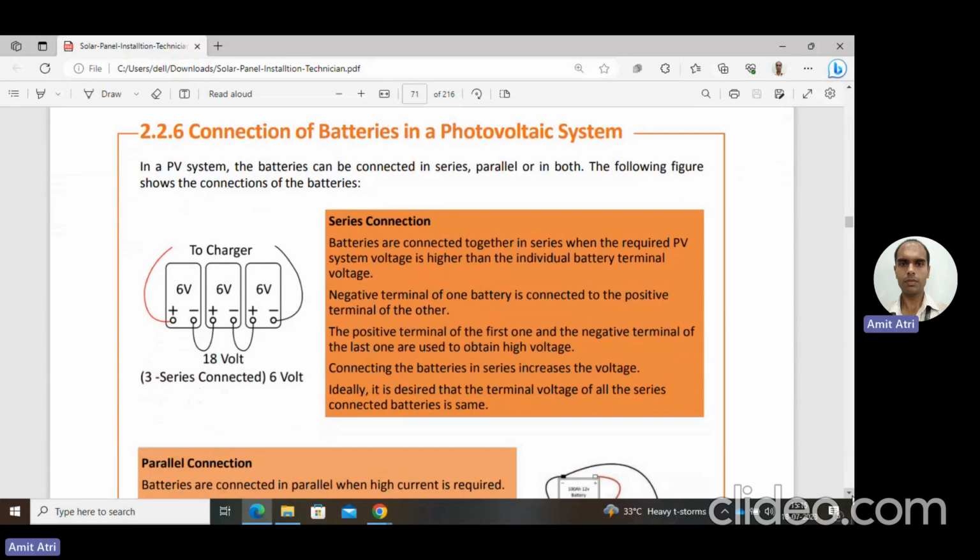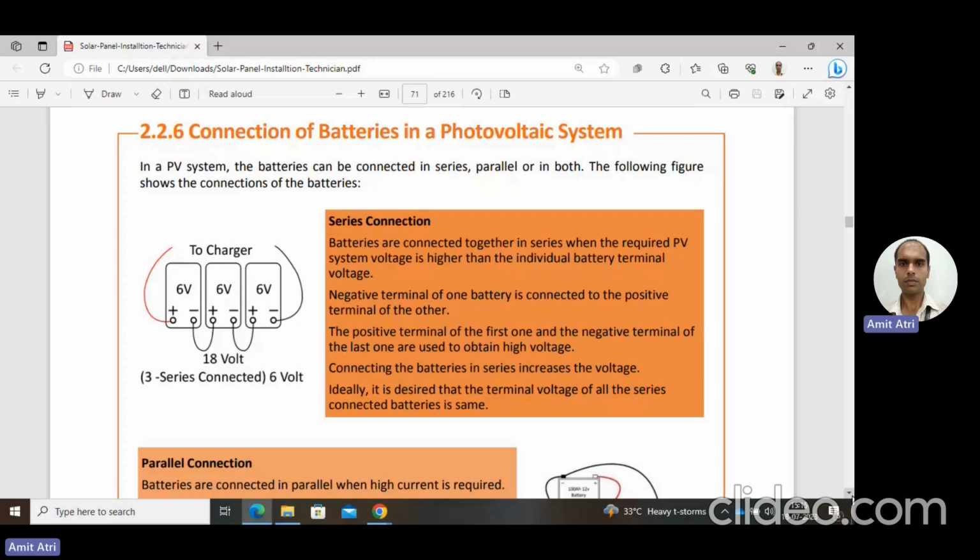Because a single battery, the voltage and the current obtained from a single battery, is not sufficient to feed the load. In that case, we need a combination: series, parallel, and combined series parallel. Very much similar to that of a photovoltaic panel. So series combination of batteries is needed when the voltage is to be increased, because in series the current will be the same, whereas the voltage will increase.